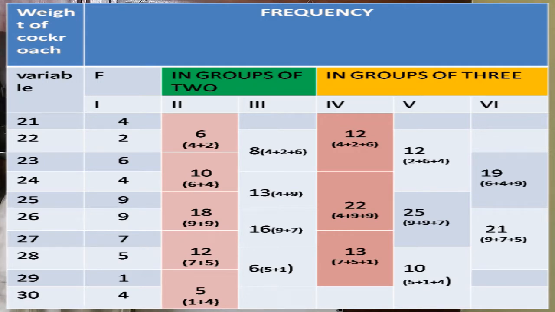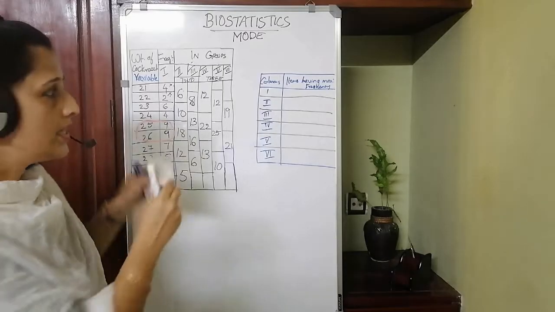The next is 9 plus 7 plus 5. It comes to 21. Remaining only 2 values are there, so that can be ignored. This is how we have to complete the first table. Now let's see how we find mode, the correct mode from this table.